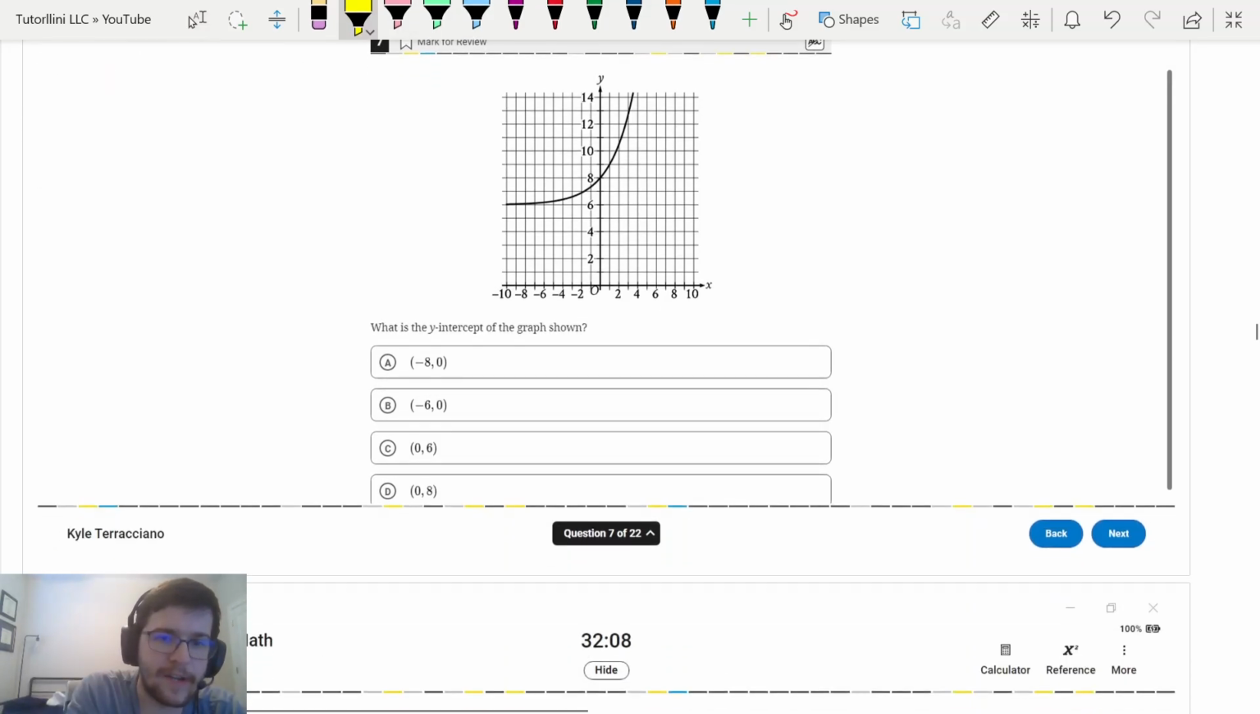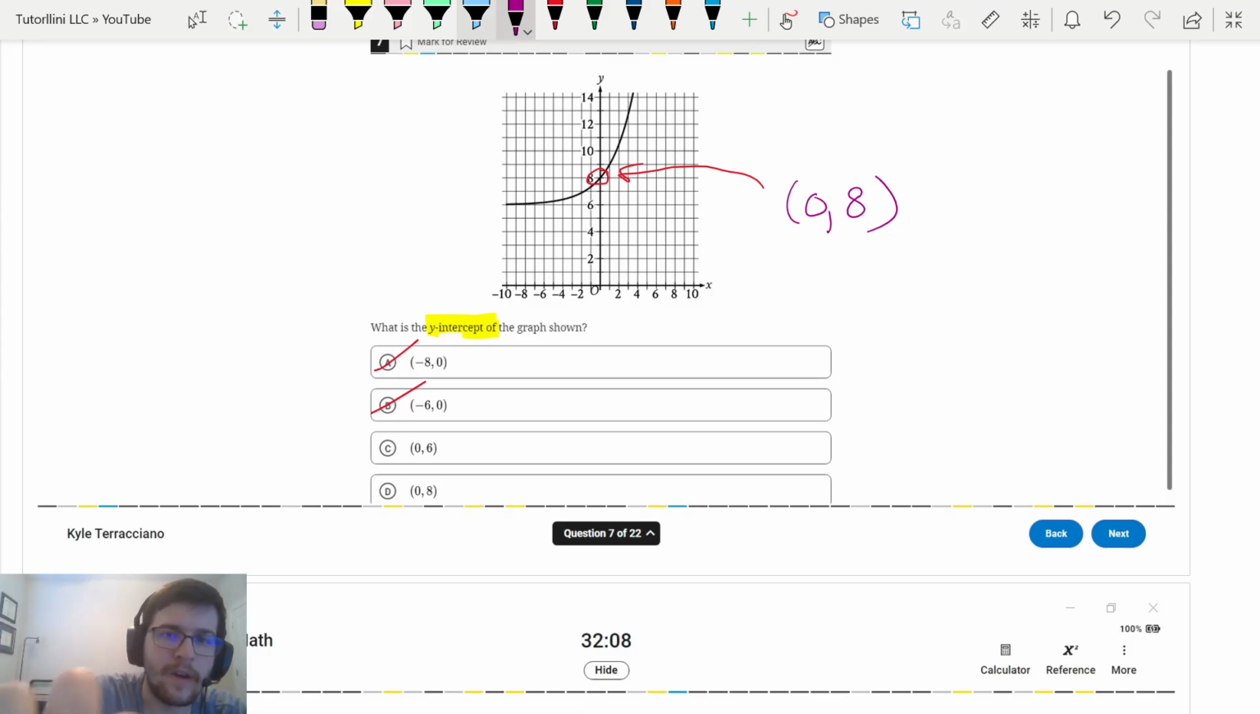Okay, what is the y-intercept? That's the point where it crosses the y-axis, and all y-intercepts have an x value of 0. So right away, I see that A and B do not have x values of 0, so they are wrong. Now I look at the picture, and I see that the y-intercept is 8. So the x-coordinate is 0, so it is (0, 8). And that is answer choice D.